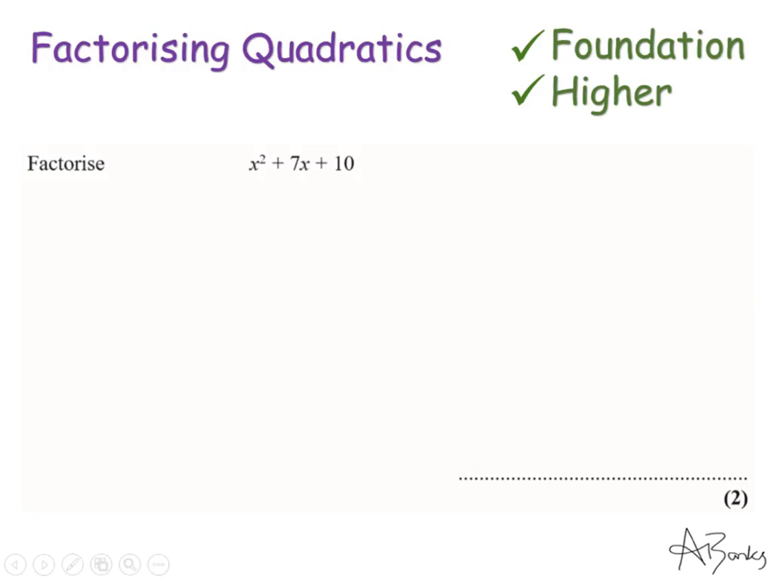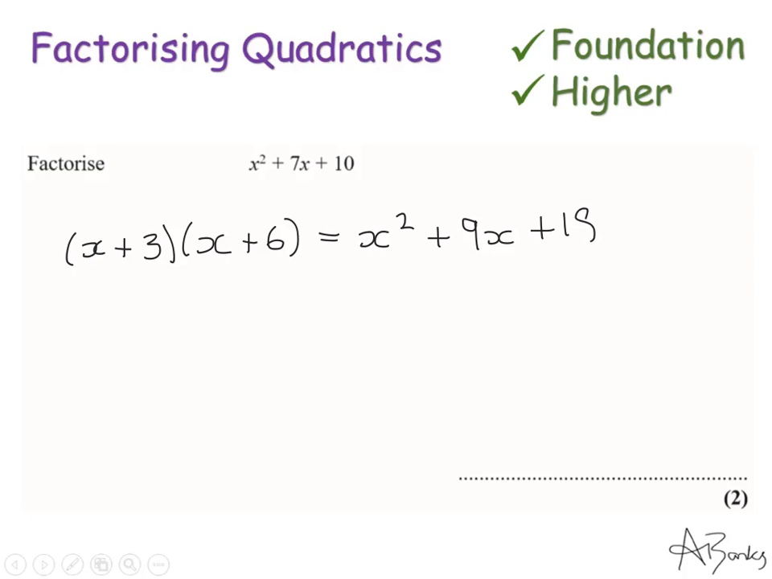I'm just going to show you first what happens when I expand brackets, because factorising is working backwards. So let me pick a pair of brackets to expand and let's see what happens. Here's an example. When I expand this, I'm going to skip a step and go straight to the final answer. I get x squared, a 6x and a 3x, so I get 9x, and then I add 18 on the end.